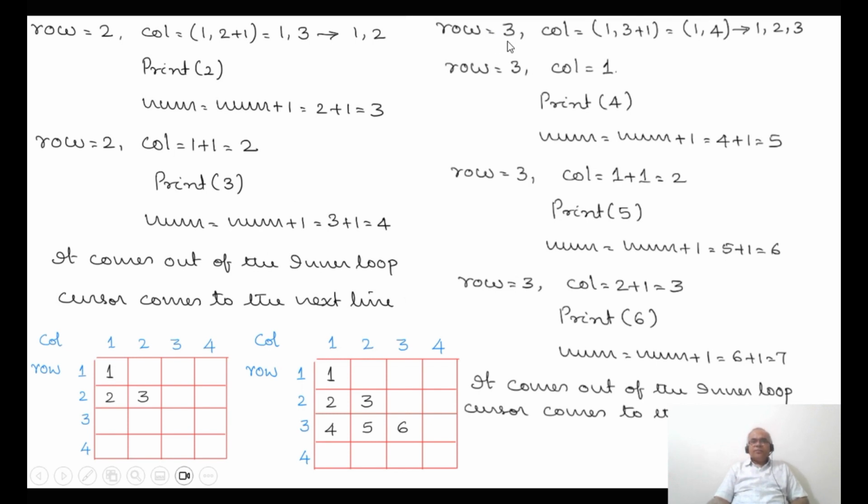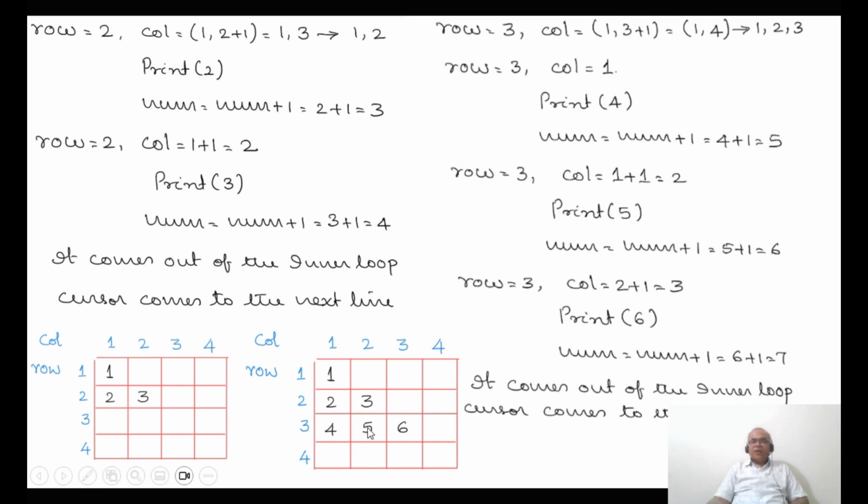3 within 5? Yes. Column will be equal to 1 comma row plus 1. That is 3 plus 1 it becomes 4. 1 comma 4. What will be the number of columns you want in the third row? 1, 2, 3. So you can see 1, 2, 3 I am going to print. So the column is initialized with 1. Third row, print. What is the value? 4. So it will print 4.